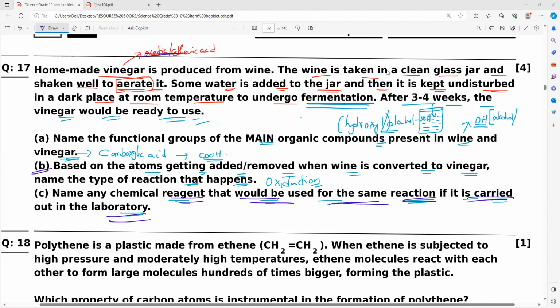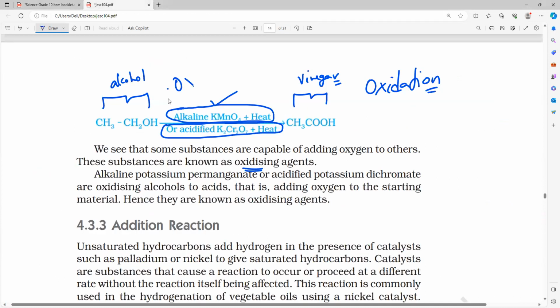Respond. What is that? Oxidation reaction. That is what you have to remember. So it is an oxidation reaction. So immediately you have to remember this. If you remember that, then it will be very simple.